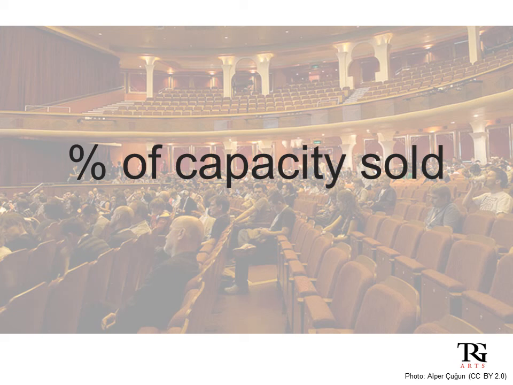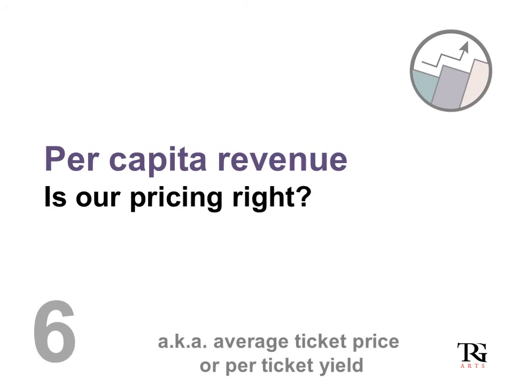To determine this, you should look at per capita revenue, also known as average ticket revenue or per ticket yield. Per capita is Latin for each head, so it's a measurement of revenue on average for each person who attends an event. This metric is a barometer for one simple question: is our pricing right?